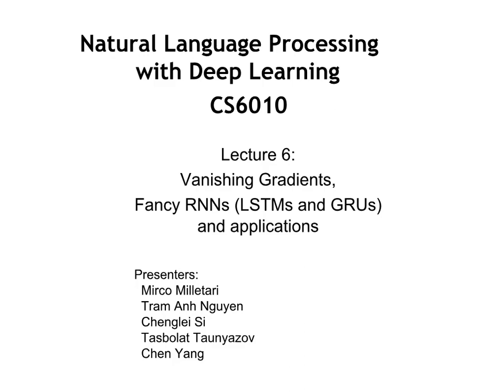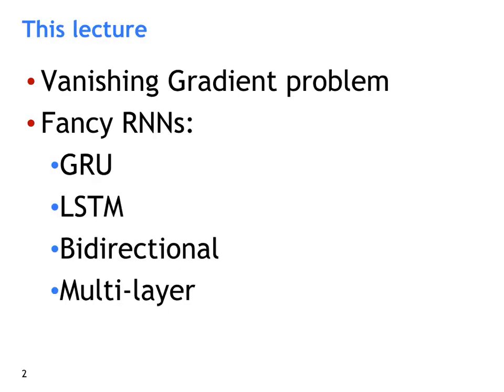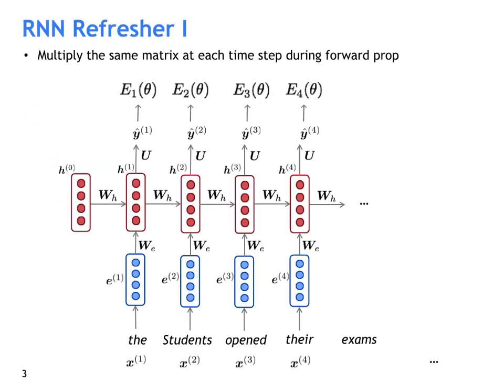Okay, so this lecture 6 is about this fancy RNN, and the first part is going to be about basically the vanishing gradient problem, and then how this is solved in LSTMs, GRUs, bidirectional networks, and so forth. So I have the honor of starting this. I'm going to start with two slides of refresher, even though last time this stuff was already covered very well.